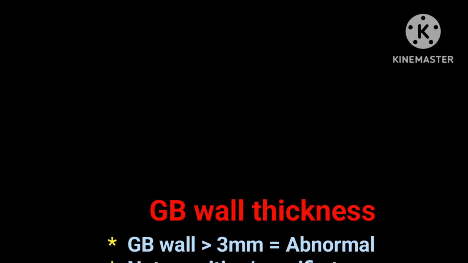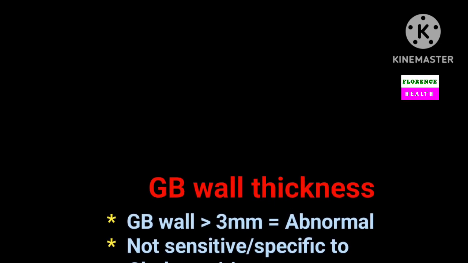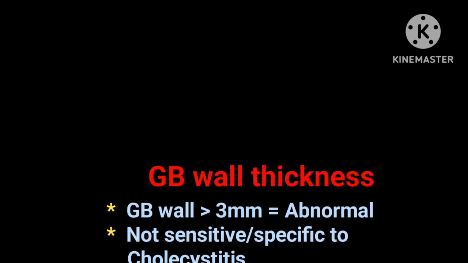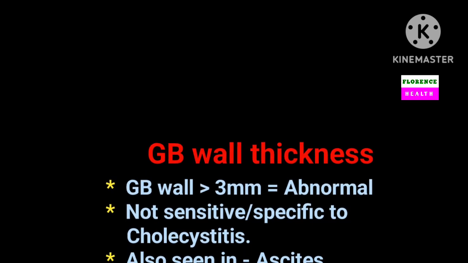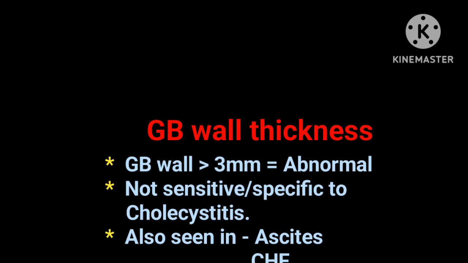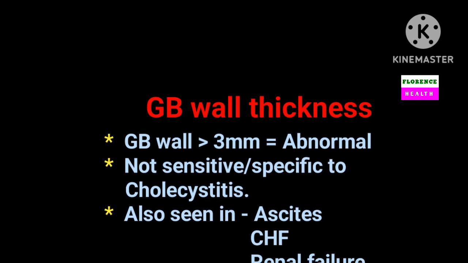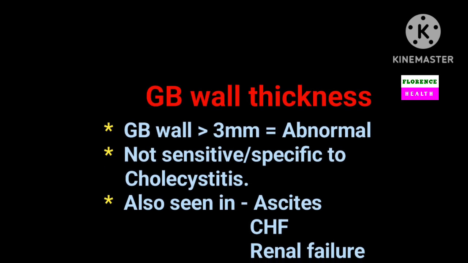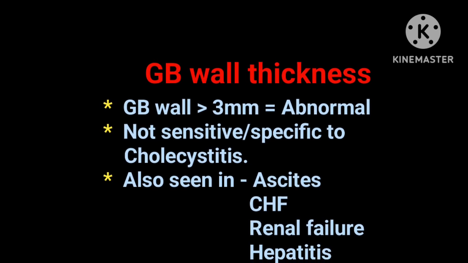Normal gallbladder wall thickness never crosses 3 mm. That means normal gallbladder wall thickness is less than 3 mm. 3 to 4 mm is borderline and more than 4 mm is always abnormal. Increased gallbladder wall thickness, that is more than 3 mm, is neither specific nor sensitive for cholecystitis.